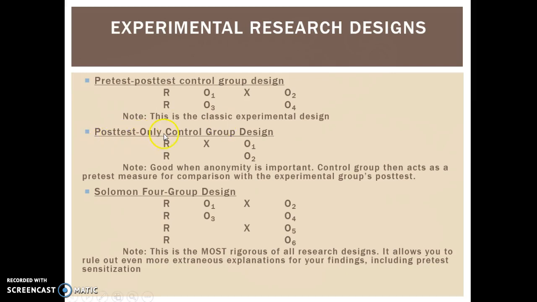Then we go to the post-test only control group design. If you recall, when we were talking about pre-experimental designs, we had one that was similar to this but didn't have the R, didn't have the random assignment. So again, if you're working with a group where anonymity is key and you may not have participants who are willing to give identifying information, in that instance, rather than having a pre and a post-test, you could just have intervention and post-test and then have a control group where you just have a post-test.